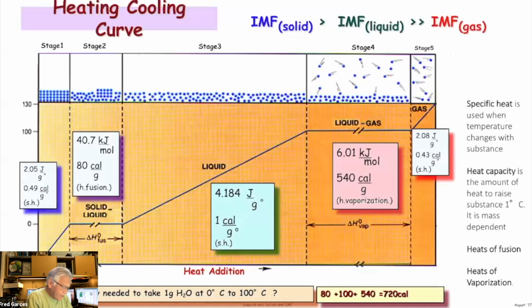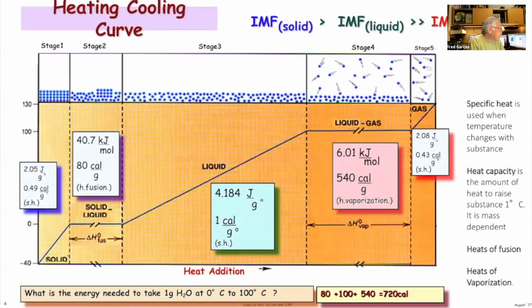Okay, so let's start with a heating cooling curve. The reason why we need to do that is because, again, the conditions to which matter is exposed will dictate the amount of intermolecular force matter will experience. And the amount of intermolecular force matter experiences dictates the phase of that particular item.